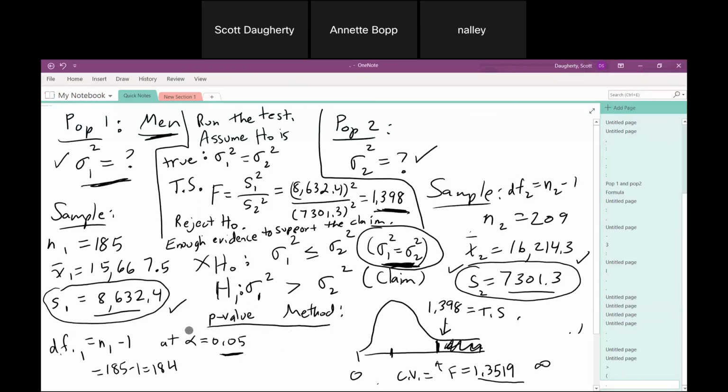Okay, so the p-value method, if you remember, you don't bother finding the critical value, so we don't bother finding this. All we do is we go through the test, we assume the null hypothesis is true, that sigma 1 squared is equal to sigma 2 squared. And then find our test statistic. So all that stays the same. What's different is then you locate the test statistic on the distribution. You ignore the critical value, but you do find the test statistic here on the distribution. So you locate it, it's right here.